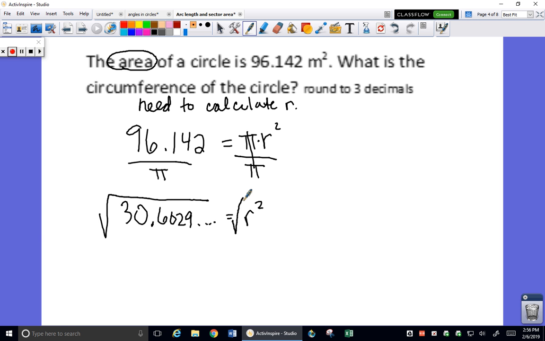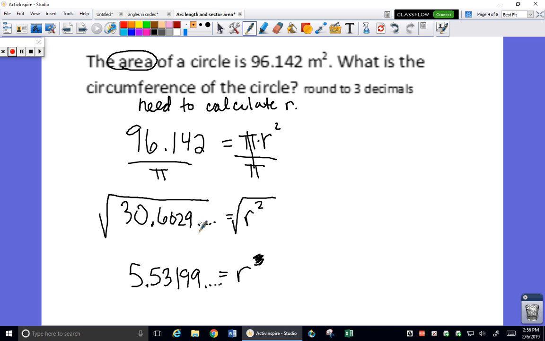Take the square root to get r by itself. So the square root of that is 5.53199, and I'm sure a bunch of other stuff after that as well.